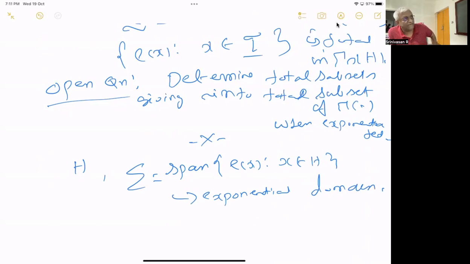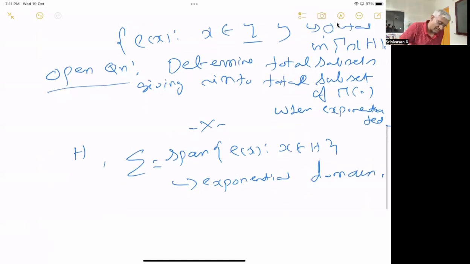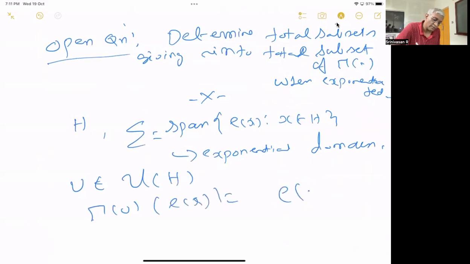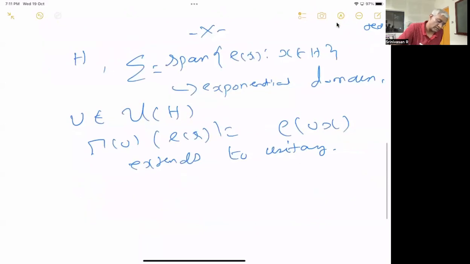So on this we can define an operator. Then we can extend it to the whole space if it is bounded. But since we are dealing with unitaries, it's enough to define it on an exponential vector and verify that it preserves inner products. We have already defined what is called second quantization. If u is in script U of H, the unitaries, then gamma of u applied to E of X is defined to be just E of uX. This extends to a unitary, as we saw in the last class. This is called the second quantization of u, gamma, which we defined in the last class. This preserves the inner product, so you can extend it to a unitary on the symmetric Fock space. This is second quantization of unitaries.